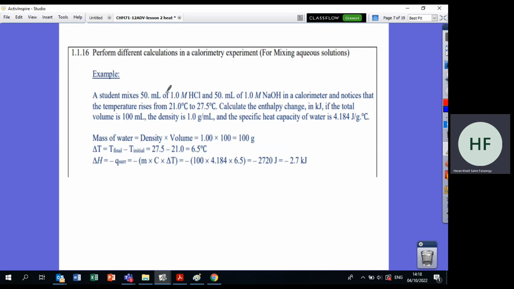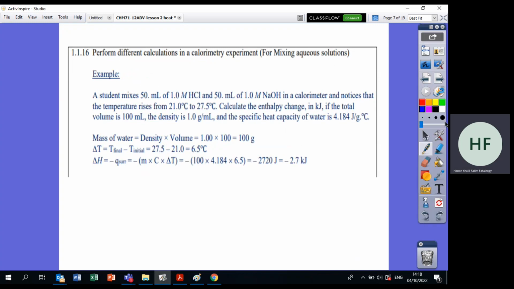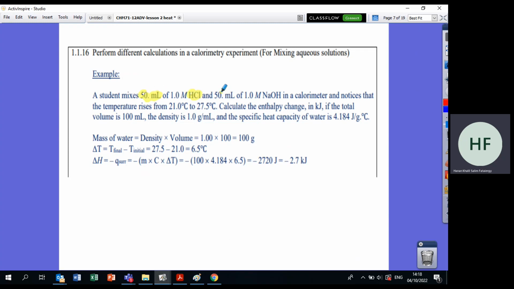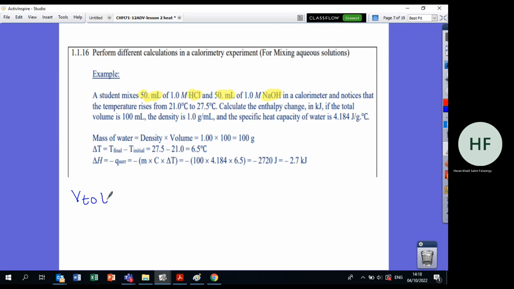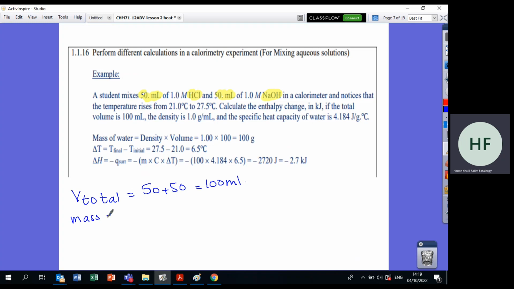Okay, let's say this experiment. A student mixes 50 milliliters of HCl. This is the first experiment that I've done with you. I have 50 milliliters of HCl and 50 milliliters of NaOH. Can we find the total volume? The total volume is equal to 50 plus 50, which is equal to 100 milliliters. And when I say 100 milliliters, this means the mass is equal to 100 grams. Notice that the temperature rises from 21 to 27.5.